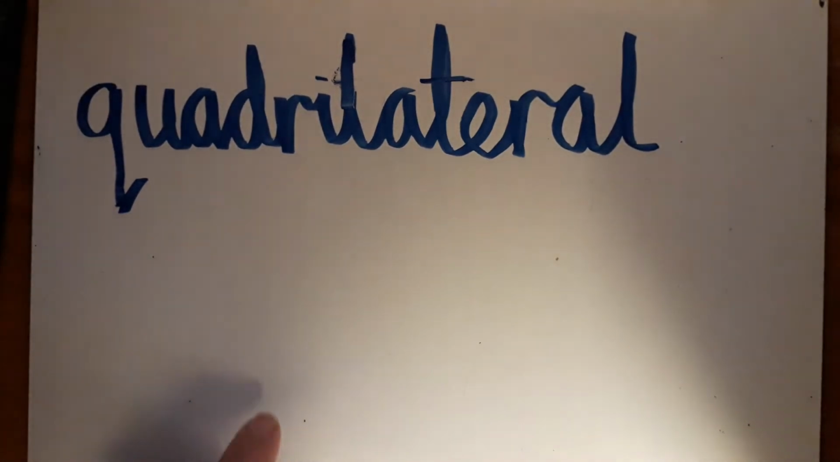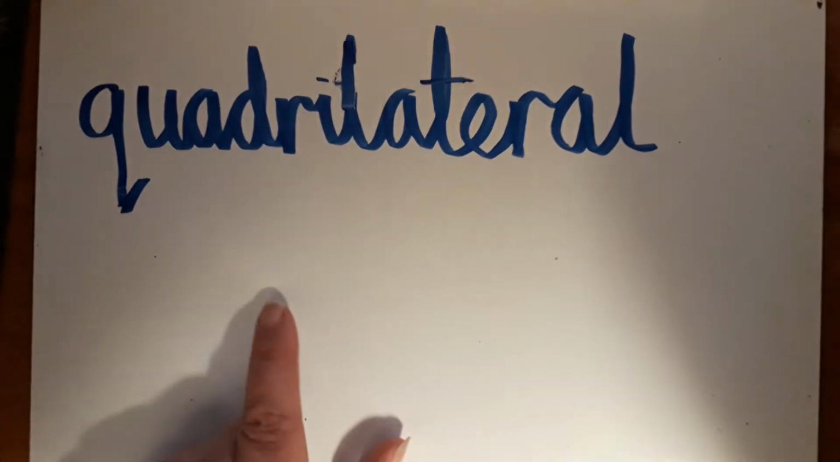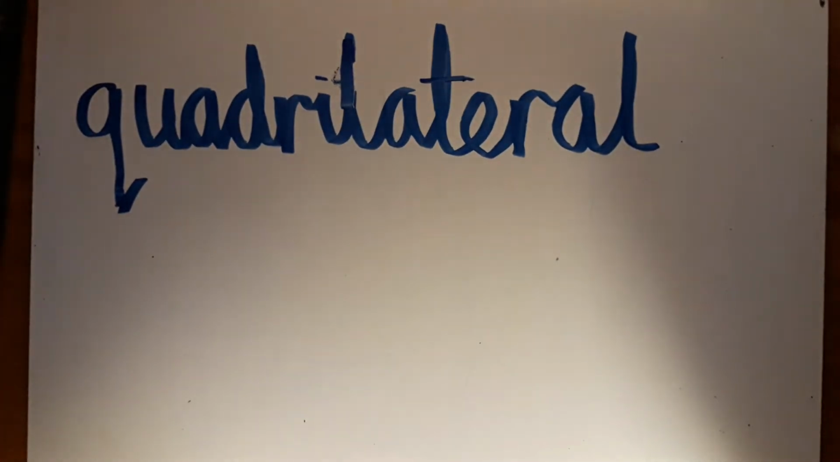Okay, so what is a quadrilateral? All right, a quadrilateral is any shape that has 4 sides made up of 4 straight lines.